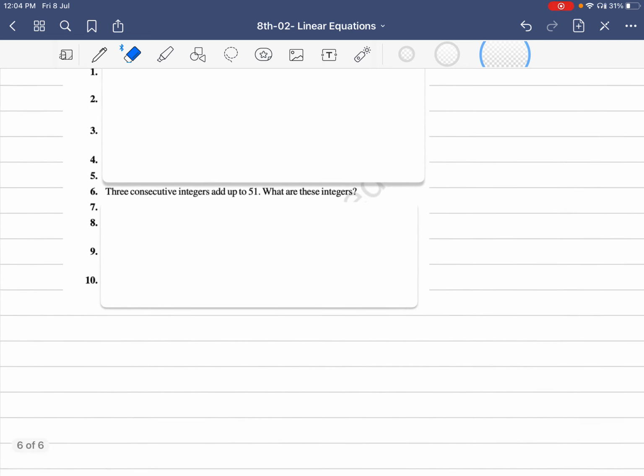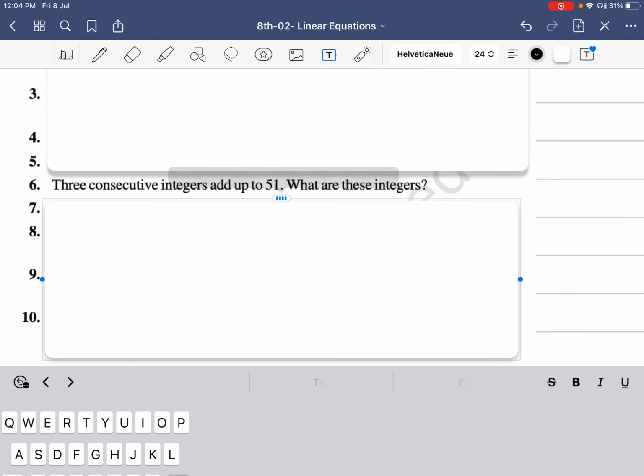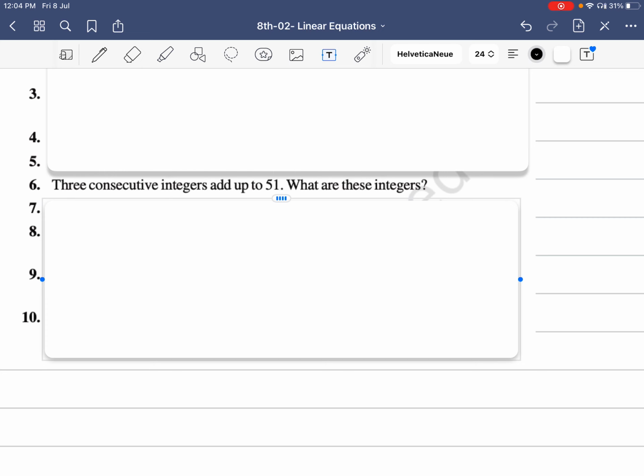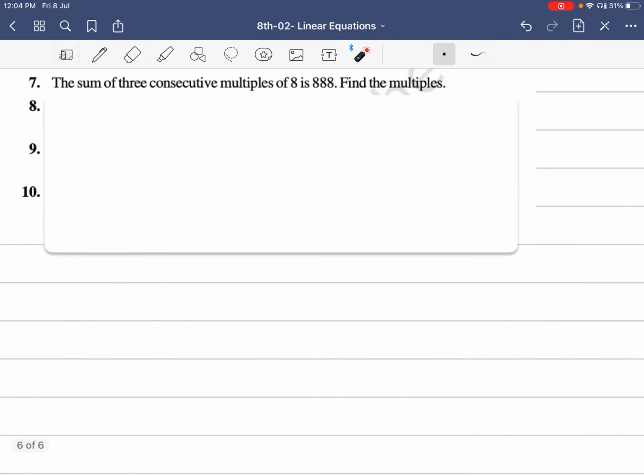Yes, this is the problem number 7. Okay, quite similar to the problem that we have seen before. Let's try to read the problem. The sum of 3 consecutive multiples of 8 is 888. Find the multiples. Okay, a little bit different than the previous problem.